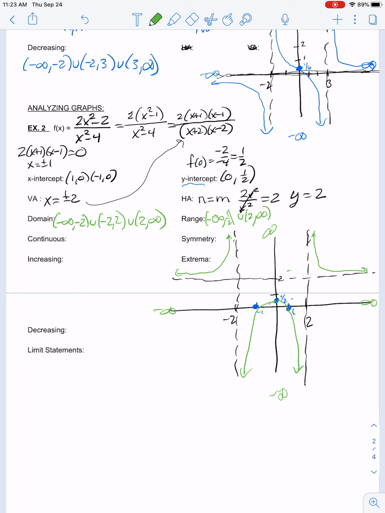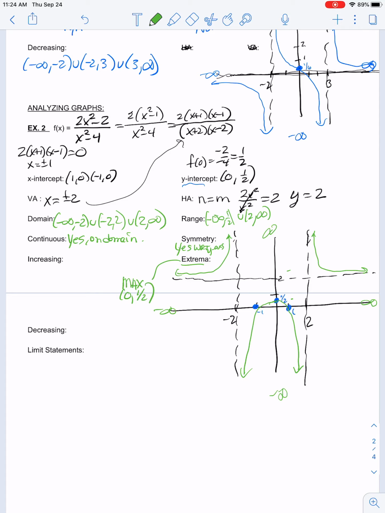Is it continuous? Again, I would say yes on the domain. Is there symmetry? I think you've got symmetry on this one. I would say yes with respect to the y-axis. Extrema, yes. It looks to me like you have a max at 0, 1/2. That's that little point in there.